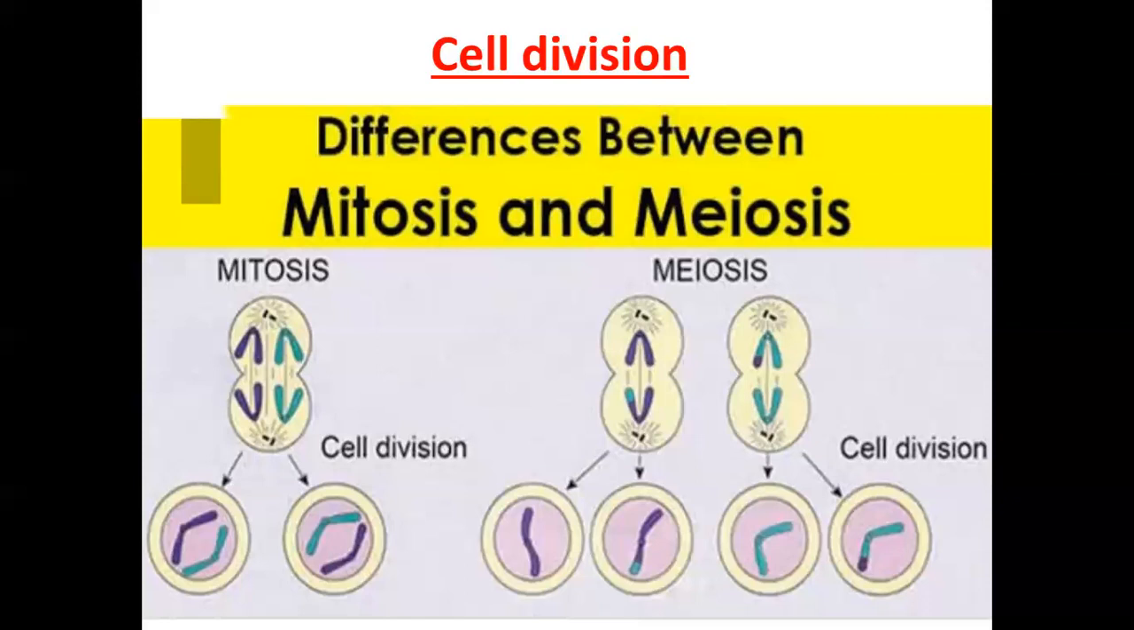In this process, each cell, called the mother cell, divides to form two identical daughter cells. You can see in the diagram too. The daughter cells have the same number of chromosomes, right? In the same way as the mother cell, the daughter cell will also have the same number of chromosomes. It helps in growth and repair of tissues in the organism. If there is any cut, then this particular division will take place in the cell to heal that injury.